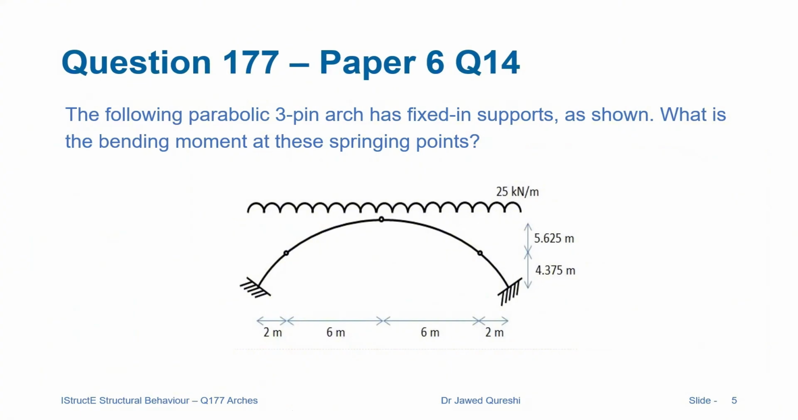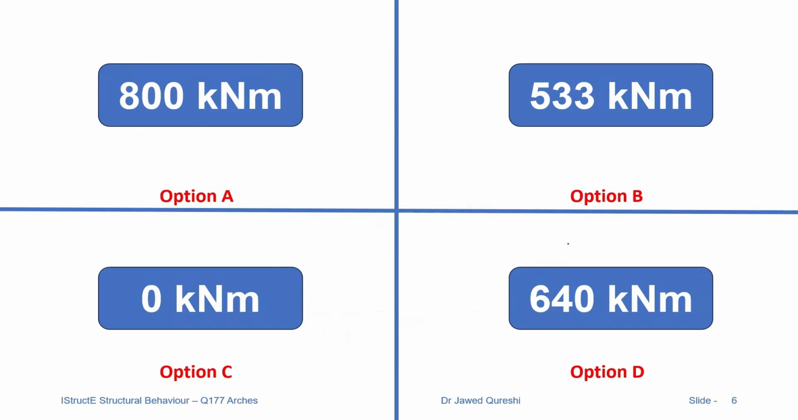In this question, we have a parabolic 3-pin arch which has got fixed supports, and what is the bending moment at these springing points? So these are the springing points where we need to find out bending moment, and let's see how we can find out bending moments. And there are 4 options to choose from: 800 kilonewton meter, 533 kilonewton meter, 0 kilonewton meter, and 640 kilonewton meter.